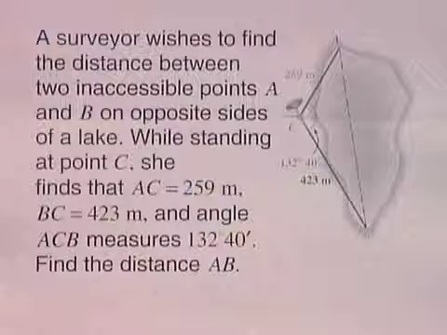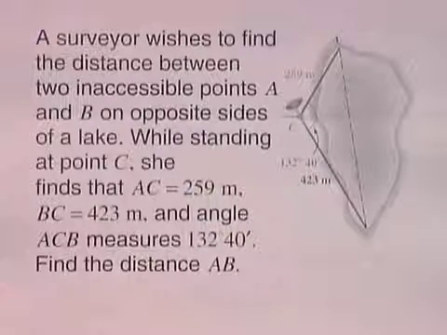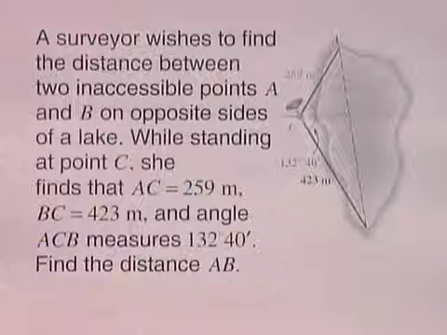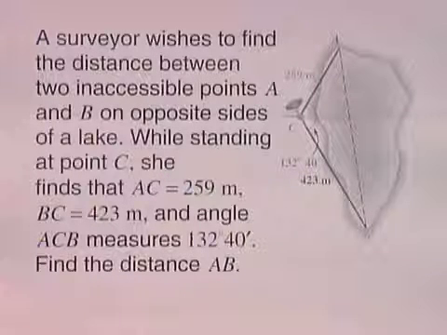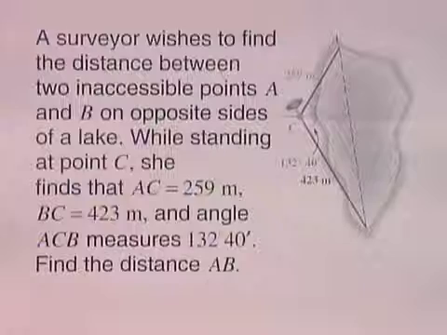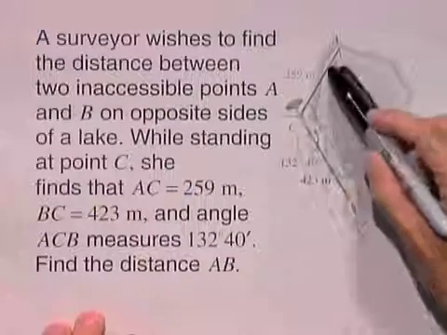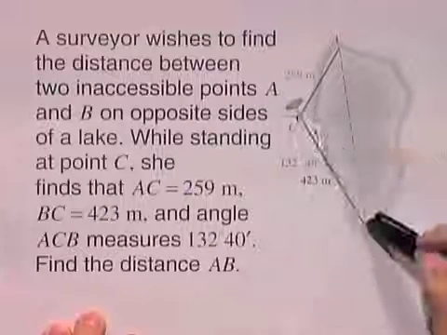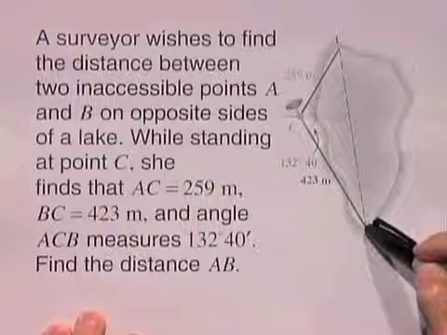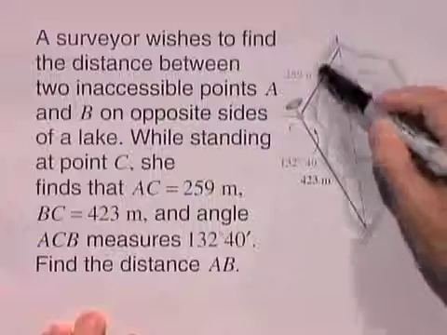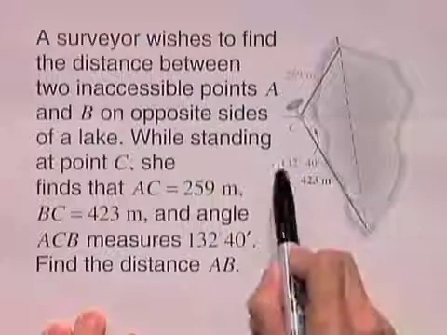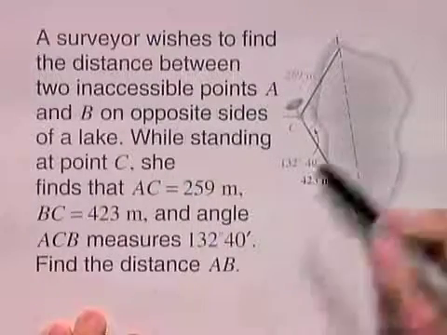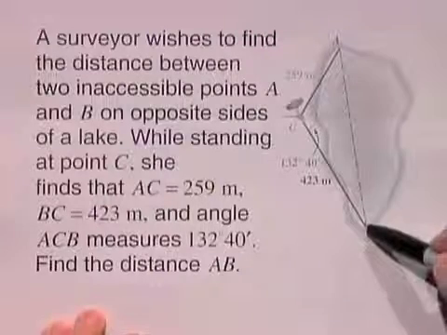Let's look at an application problem involving the law of cosines. A surveyor wishes to find the distance between two inaccessible points, A and B, on opposite sides of a lake. While standing at point C, she finds that AC, that's this distance here, is 259 meters, BC is 423 meters, and angle ACB is 132 degrees 40 minutes. I want to find the distance AB.